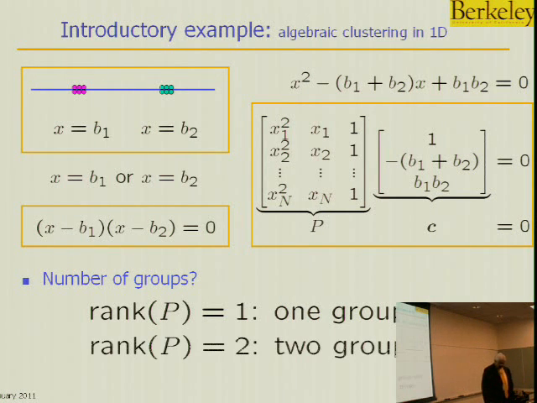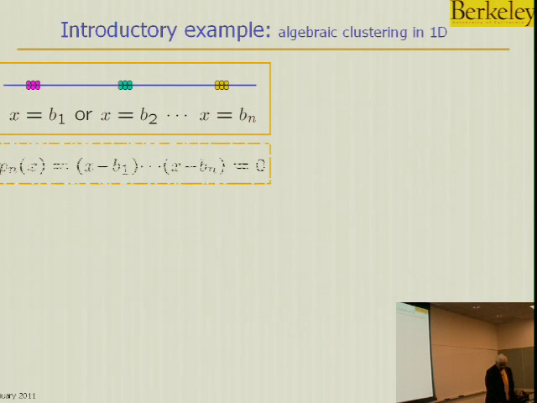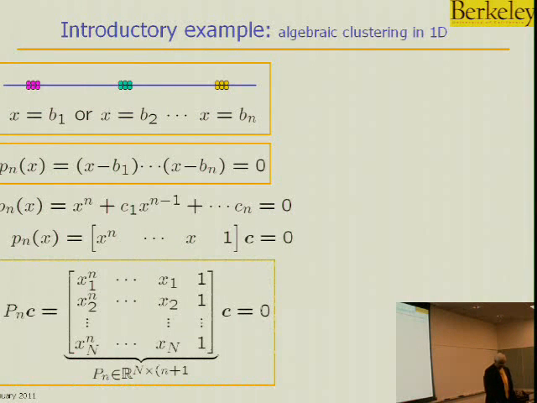If the rank of P is 2, there are 2 groups. So the rank of P tells you how many groups there are. So how do you convert this into an algorithm? If you had n clusters, and you don't know how many, you don't know what n is, so you don't actually know how to form Pn. But how do you compute n, the c's, and the b's?